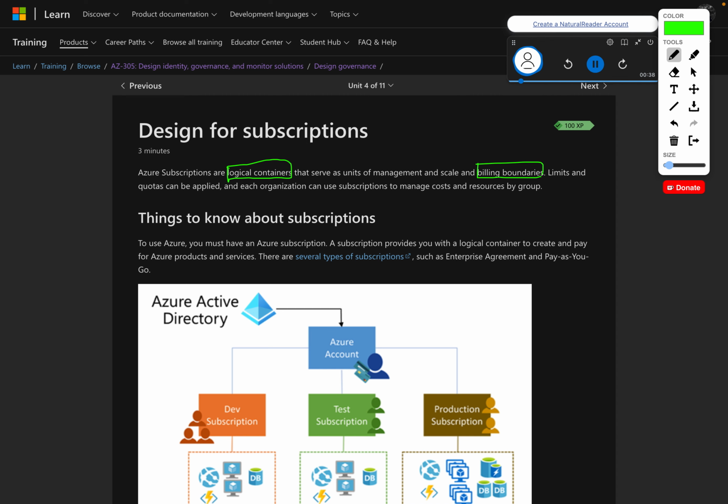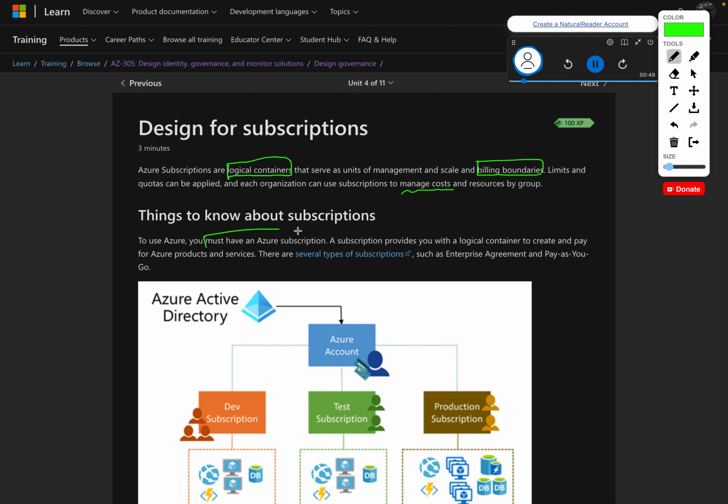Things to know about subscriptions. To use Azure, you must have an Azure subscription. A subscription provides you with a logical container to create and pay for Azure products and services. There are several types of subscriptions, such as Enterprise Agreement and Pay-as-you-go. As you plan the governance strategy for Tailwind Traders, consider these characteristics. So this part of the information was also provided before. To use Azure, having at least one subscription is mandatory. And the subscription is the building block that provides us the ability to create workloads and use Azure products and Azure services.